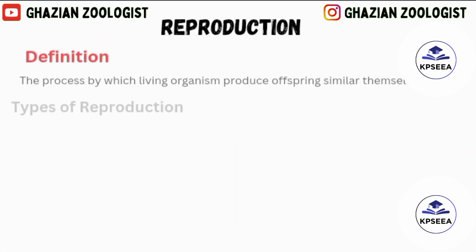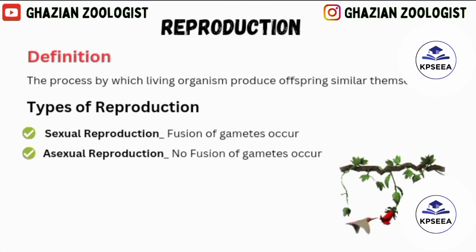The next one is reproduction. Reproduction is the process by which living organisms produce fertile offspring, and those offspring are of course similar to themselves. There are two types of reproduction. One of them is sexual reproduction, in which fertile gametes are involved. The next one is asexual reproduction, in which there are no gametes. We will discuss them separately in the incoming lectures.